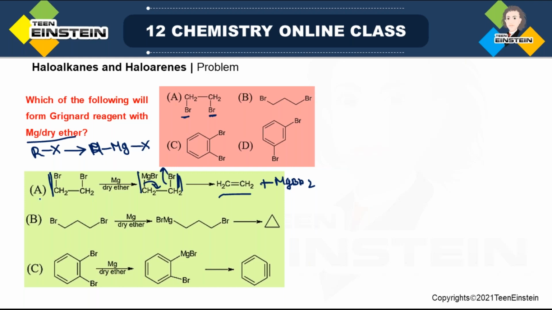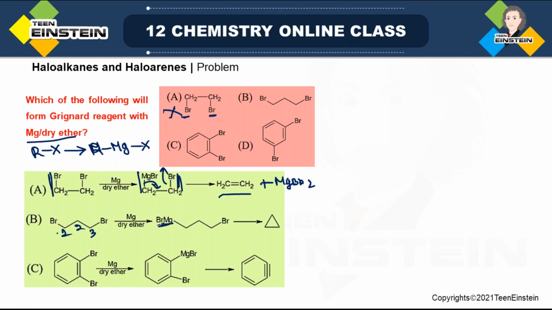So here you cannot make Grignard reagent. Option A is not possible. So the question is asking which of the following will form. So this will not form. This is not correct. Then option B, here also the position of 2 bromine, 1 and 3 position.